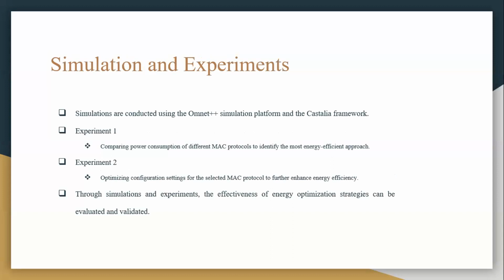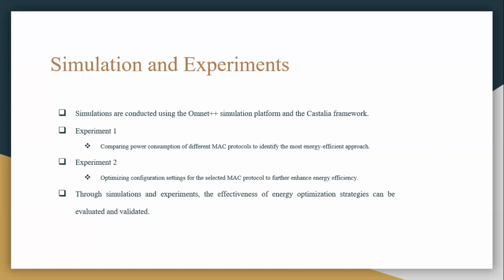In the simulation and experiment part, to assess the effectiveness of our proposed approach and understand the impact of energy consumption on wireless sensor networks for forest fire detection, we conducted a series of simulations and experiments. These activities aim to evaluate the performance of different MAC, which is medium access control, protocols and optimize their configuration settings within a wireless sensor network. The simulation was carried out using the OMNeT++ 4.6 simulation program with the Castalia 3.3 framework, which allowed us to model and analyze the behavior of the wireless sensor network under various scenarios.